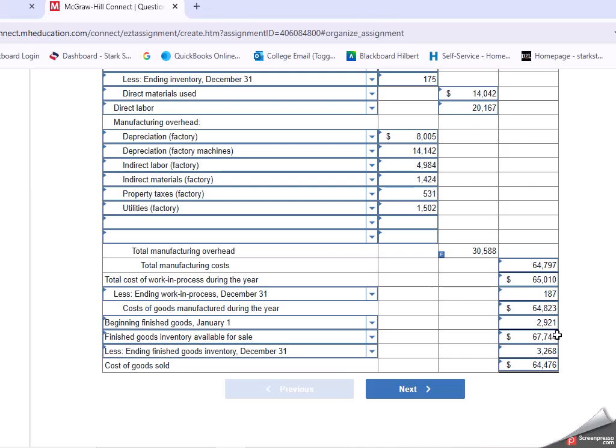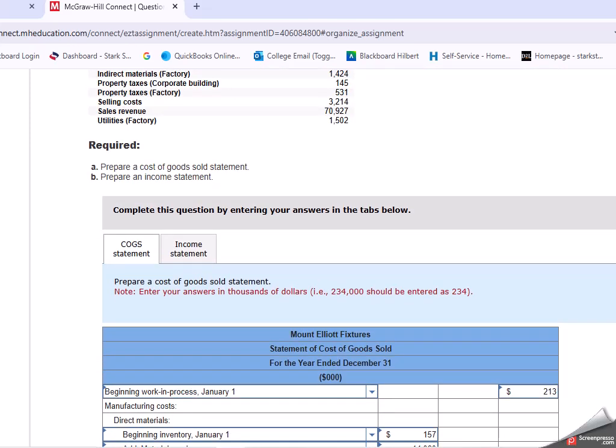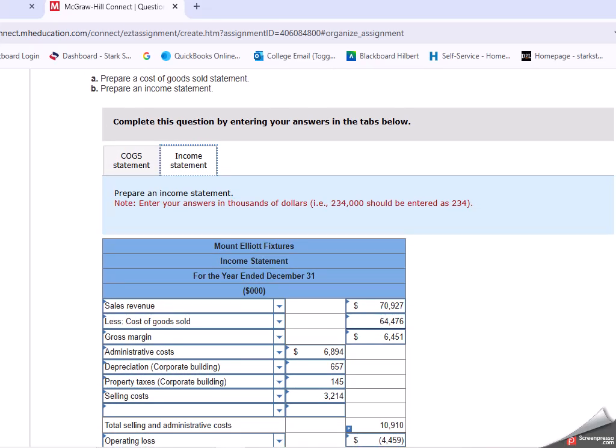And that gives us our finished goods that are available for sale. Then we subtract out what finished goods we still have on hand, and that is our cost of goods sold. So then that is our schedule to prepare that cost of goods sold. Then we come over here, and that's going to go into our income statement on that second line item.